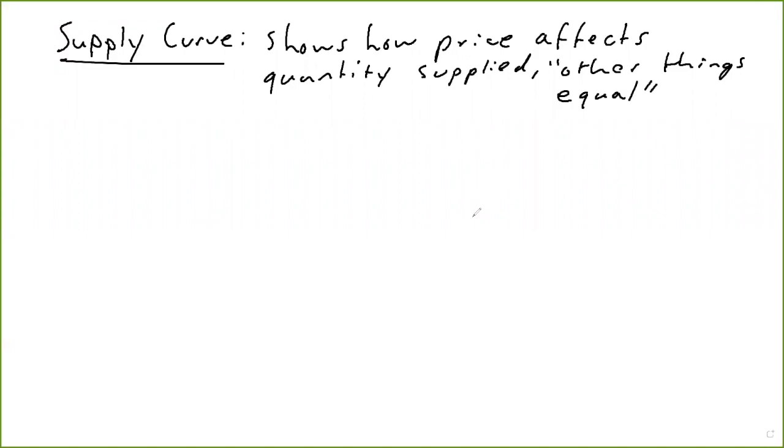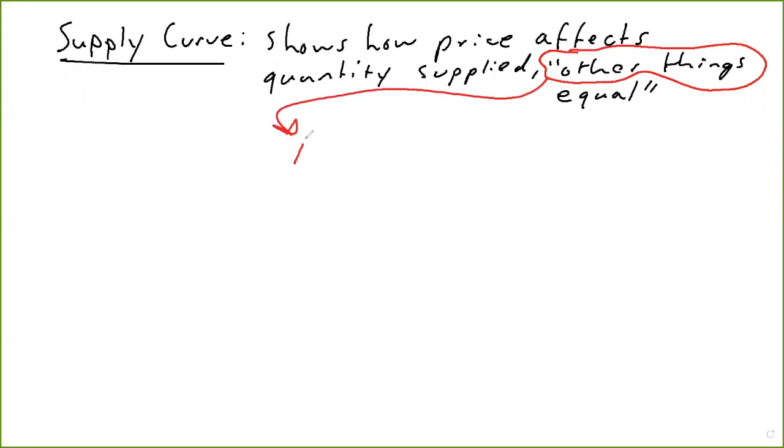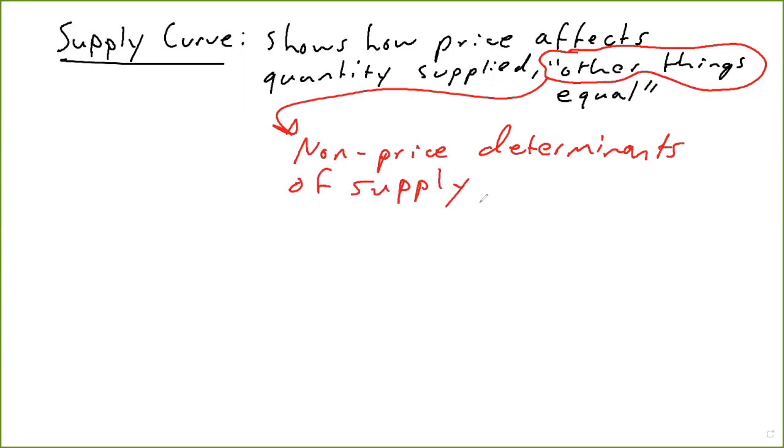So once again, just like there are things that affect the demand curve that we studied, there are going to be things that cause supply to shift as well. So remember, the supply curve, just like the demand curve, shows how price affects quantity supplied, other things equal. And in this lecture, we want to know what those other things are. And recall, other things are non-price determinants of supply. We also call these supply curve shifters.